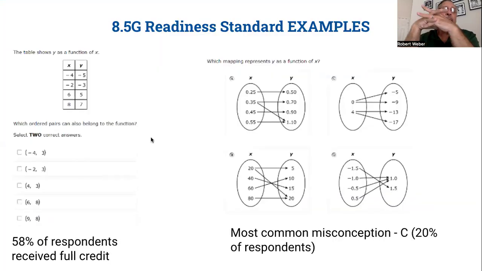The problems that I put up here are from 2023. Again, the 2024 as of this date has not been released, but once they are up, that will be put on the next slide. But you can see the table shows y as a function of x, which ordered pairs can belong to this function. It's a multi-select. You can see there's also a second problem that does it as a mapping.